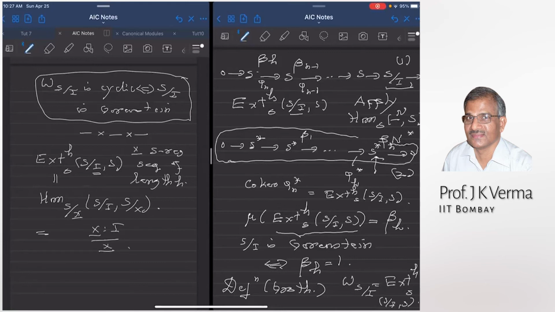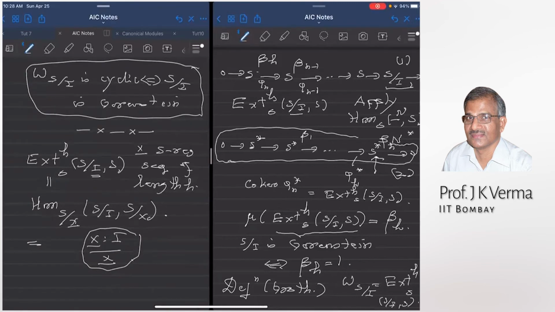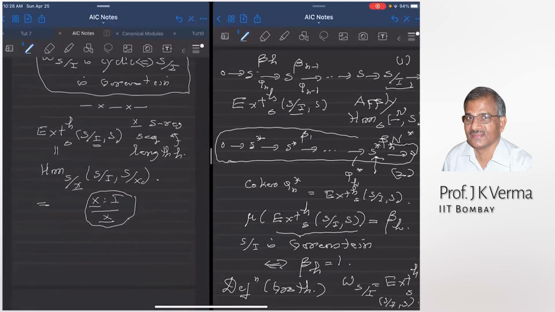Now S mod X becomes the module, and the length of this module is equal to beta H. Good. That was also a calculation. Right, it's a calculation, and S mod I is Gorenstein if and only if this length is 1. There was another exercise. Okay.